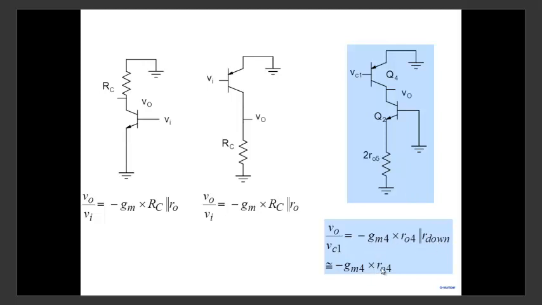Again, I'm emphasizing, I'm making approximations, a lot of approximations, as you can see here. I'm neglecting this. So I get minus GM4 R04. Alright, so the effect of VC1 at V0, we have calculated: minus GM4 times R04.